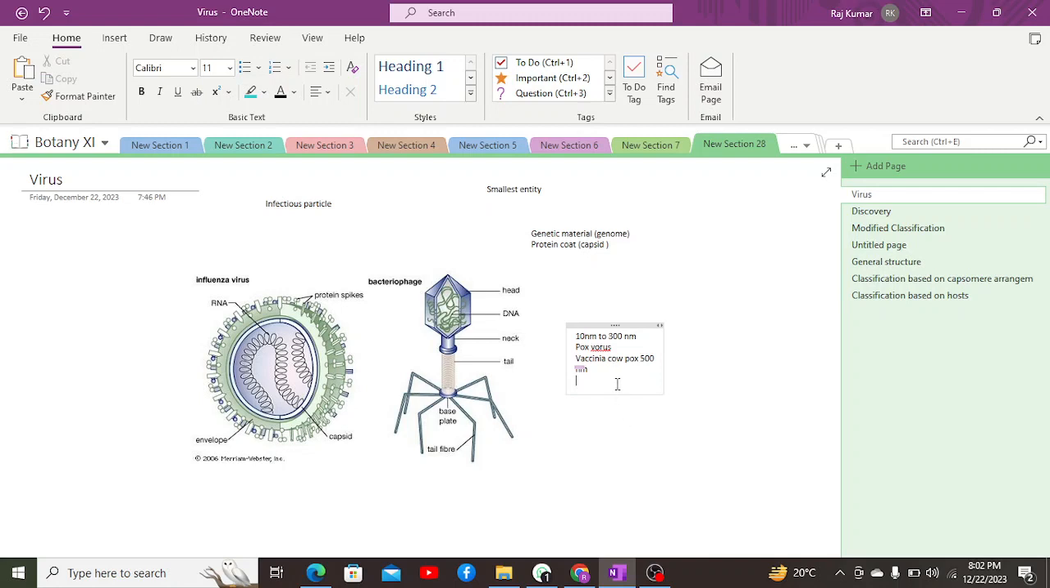Its size is similar to mycoplasma. Some viruses have a size similar to mycoplasma bacteria, which do not have a cell wall. Mycoplasma bacteria are so small that their size resembles that of viruses. Not all viruses, but the larger viruses: vaccinia, cowpox, as well as variola, the smallpox virus, which is around 250 nanometers in size.